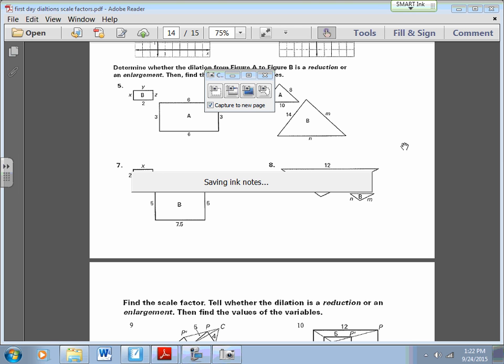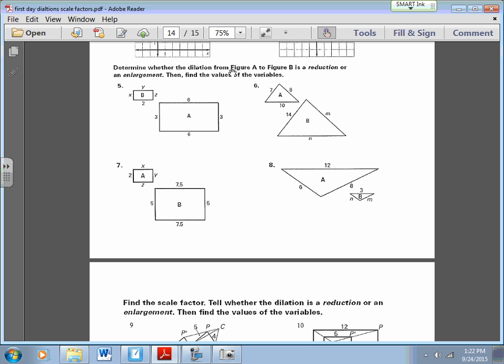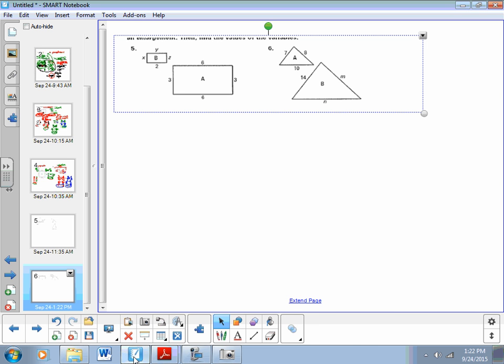Now remember, the instructions say to determine whether the dilation from figure A to figure B is a reduction or enlargement, and then find the values of the variables that are listed. Okay? All right, so first thing is, from A to B, was that a reduction or enlargement? Reduction. So that's a reduction. How about number 6 from A to B? Enlargement. Okay.